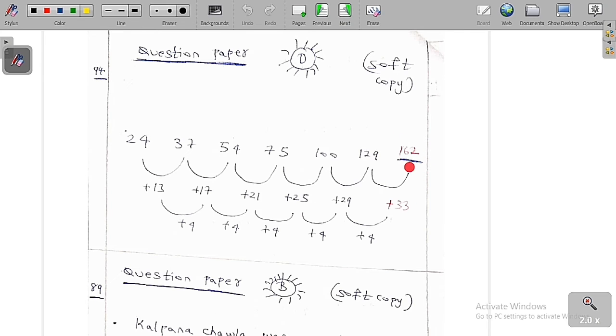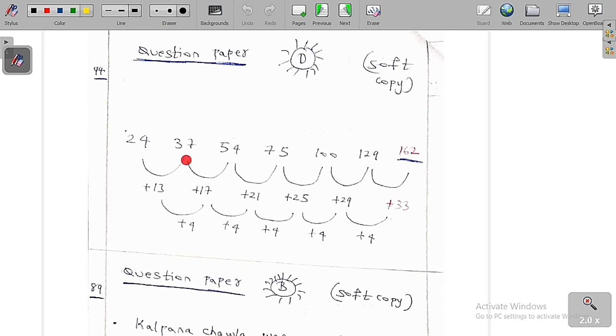So this is the correct solution of this question. You have to take the difference 2 times, like this. This is the first difference and this is the second difference. Questions can be asked in this 2-times way also. So this is the first way, this is the second one. From this, 162 is the correct solution of this question.